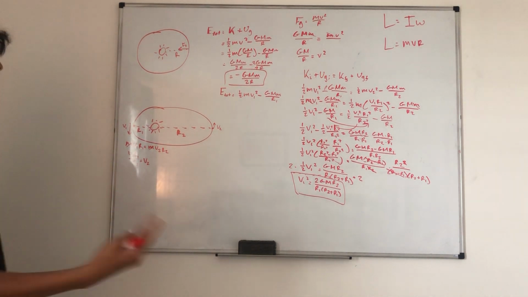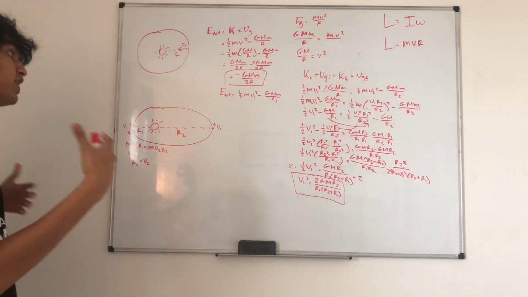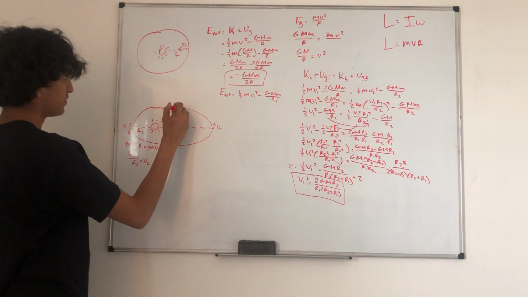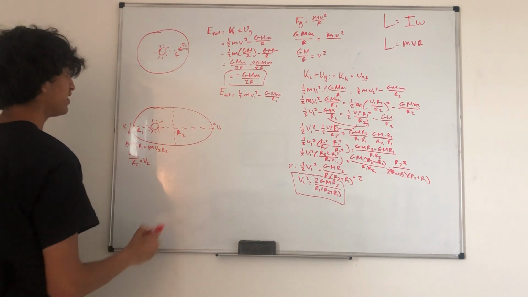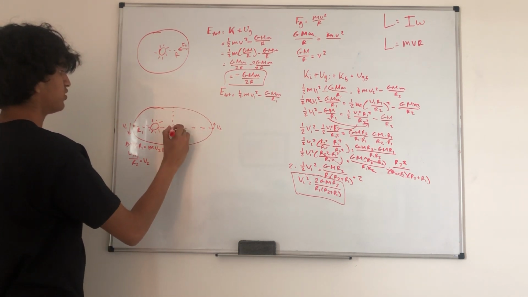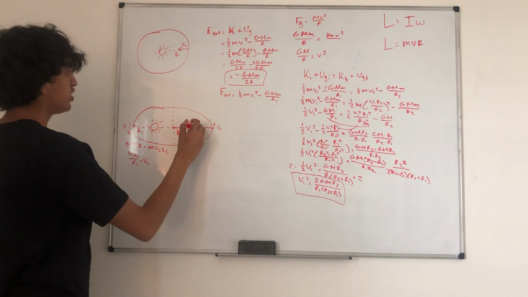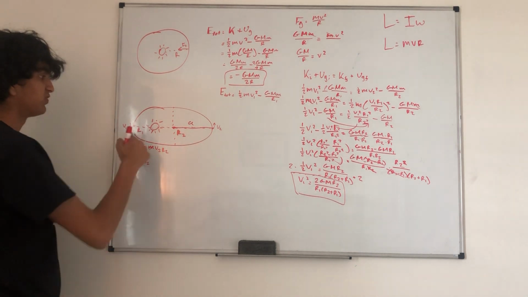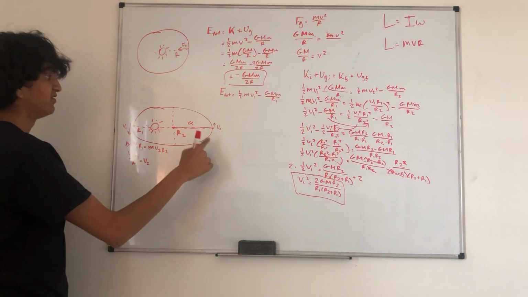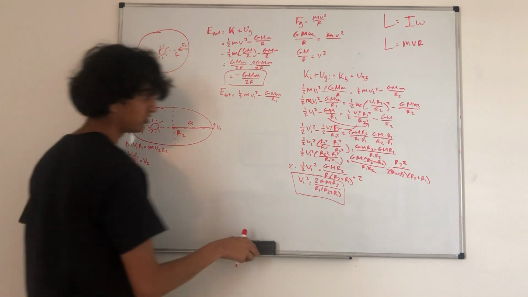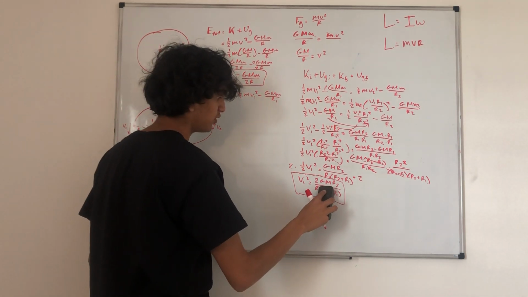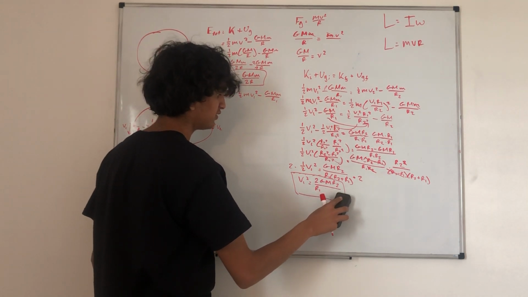So the radius is half the diameter. Our semi-major axis is going to be, if I were to split the ellipse like this, what we call the semi-major axis. We call it A. So R1 plus R2 adds up to 2A. We can actually just substitute in 2A right here. So it simplifies even nicer.